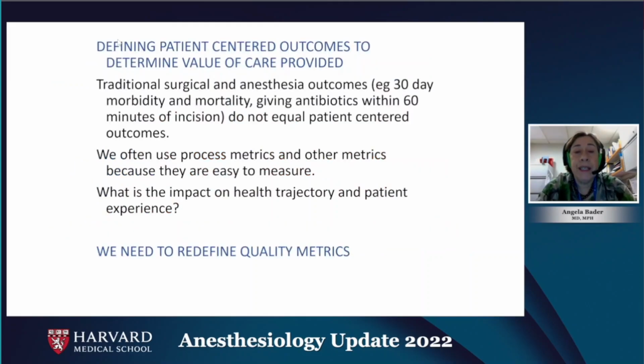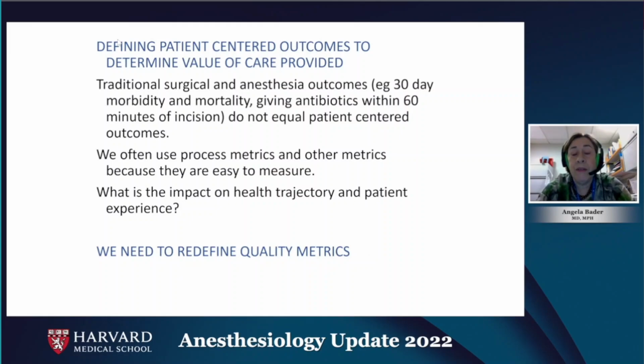Traditional surgical and anesthesia outcomes are arbitrary. For example, 30-day morbidity and mortality, giving antibiotics within 60 minutes of incision are really not patient-centered outcomes. We use these kind of metrics because they're easy to measure. For example, process metrics are first case on time starts, turnover time, number of cases done in a day. Not only are these not patient-centered outcomes, they're really process and not outcome metrics.